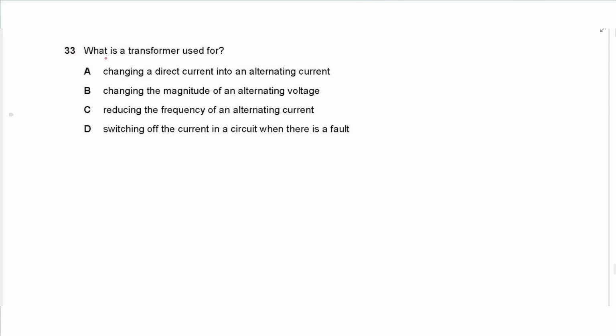Question 33 says, what is the transformer used for? Changing a direct current into an alternating current? No, that would be a rectifier circuit or a diode. Changing the magnitude of an alternating voltage?